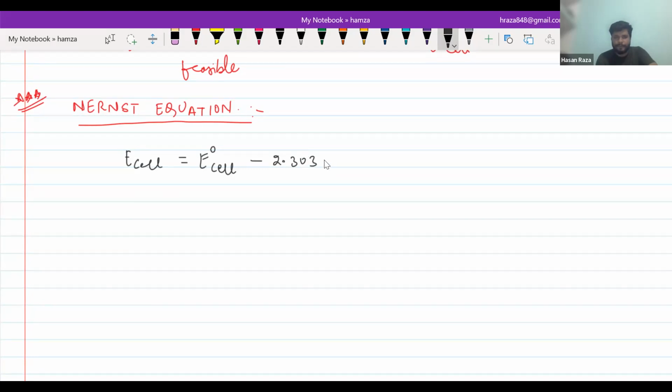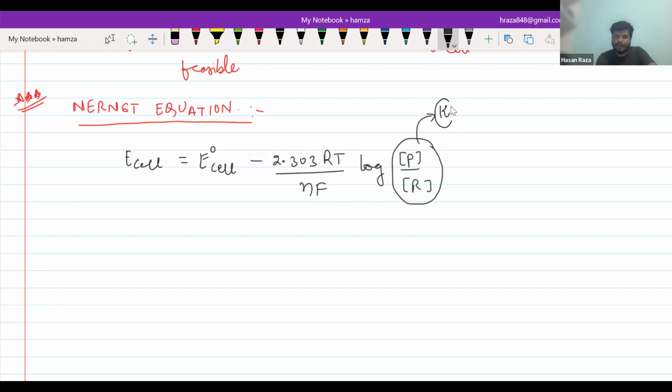2.303 RT upon nF, log of concentration of product upon reactant. You know what this is? This is basically just like Kc you have studied in class 11.